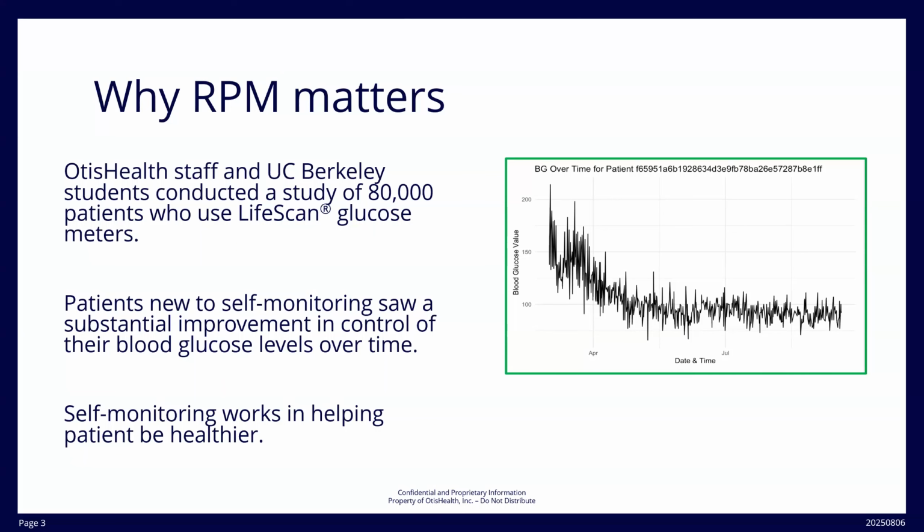We found that over time the patients that started using the meters for the first time improved their overall control of the blood glucose level. They brought it down to a controllable level within a couple of months of using the platform. There's an example here in this graph of a patient that once they started using a blood glucose meter, they were able to see that they were really out of control. Then over time, they either improved habits or improved other aspects of their life so that they were in control. So self-monitoring really does work in helping patients improve their health.